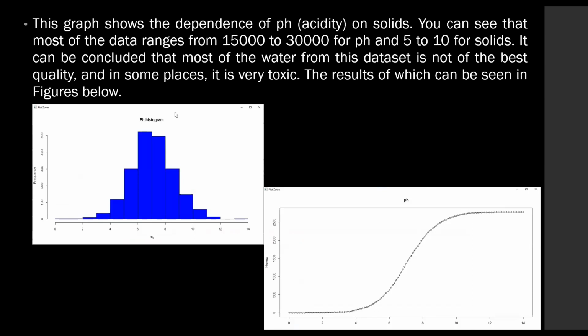This graph shows the dependence of pH acidity on solids. You can see that most of the data range from 15,000 to 30,000 for solids, and from 5 to 10 for pH. It can be concluded that most of the water in this data set is not of the best quality, and in some places it's very toxic, the result of which can be seen in this figure below.